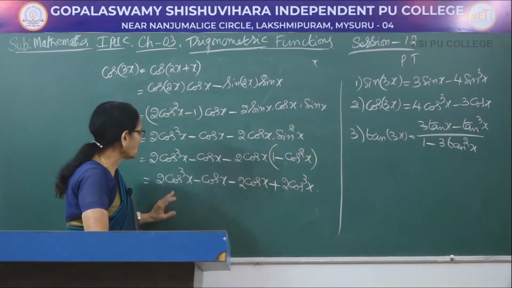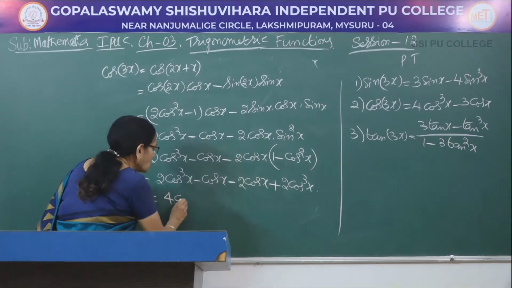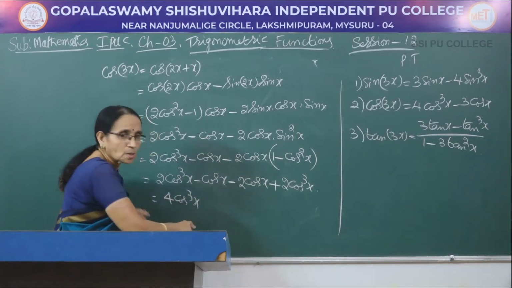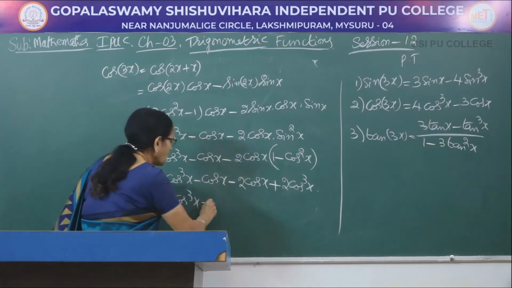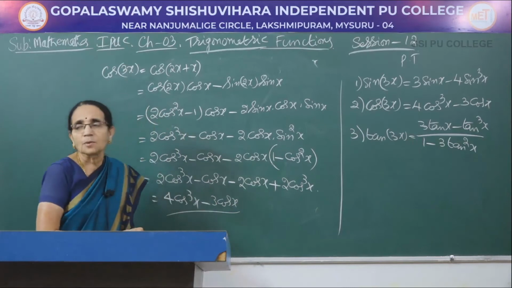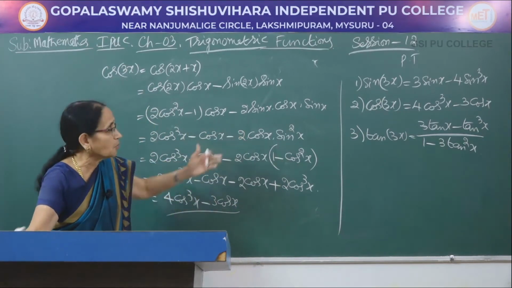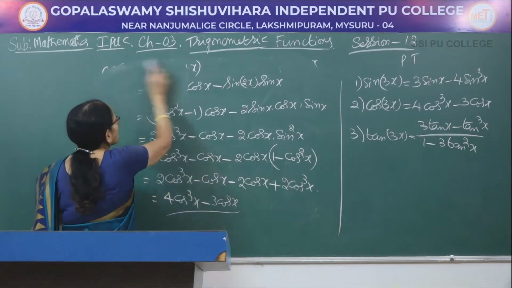So what I got here, 2 cos cube plus another 2 cos cube is 4 cos cube x, then minus 3 times cos x. So, this is how we get the answer for the second one. That is, the second formula is derived like this.